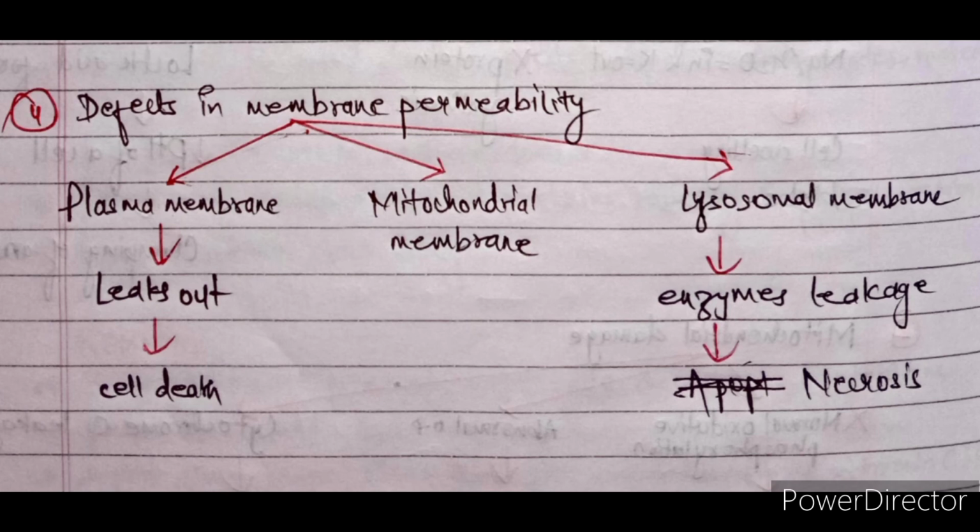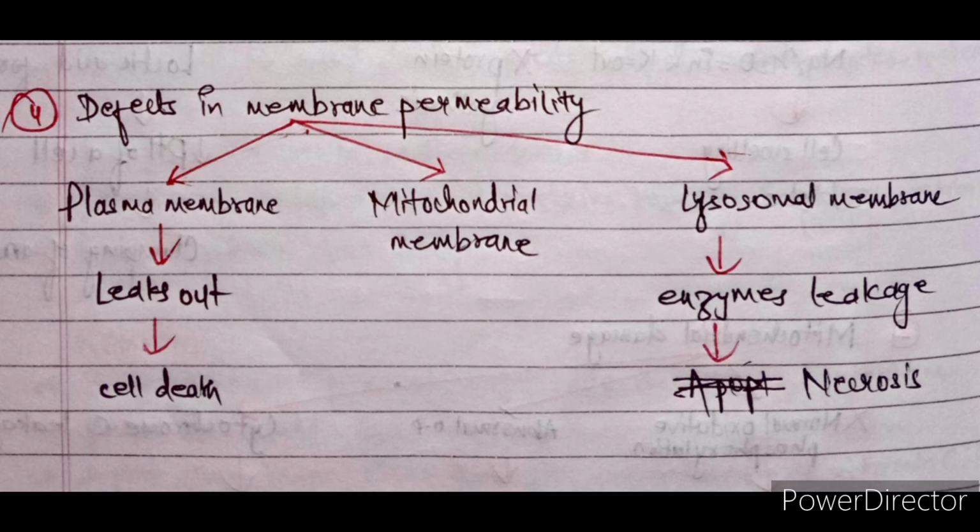Coming in the conclusion of defects in membrane permeability, so what we have discussed is that there are three membranes such as plasma membrane or cell membrane, mitochondrial membrane, and lysosomal membrane. So if the plasma membrane gets disrupted, then there will be formation of holes, and gradually all the cellular or plasma contents will leak out, causing the death of a cell.